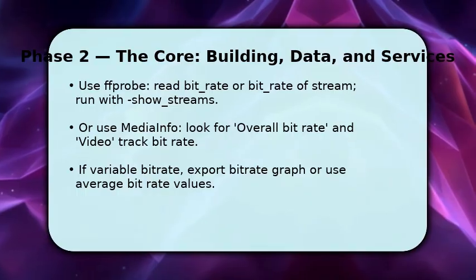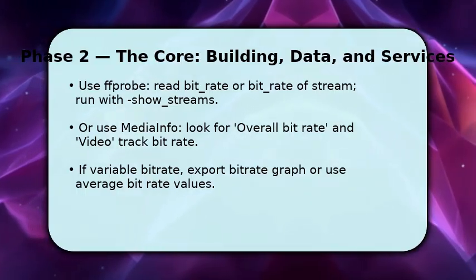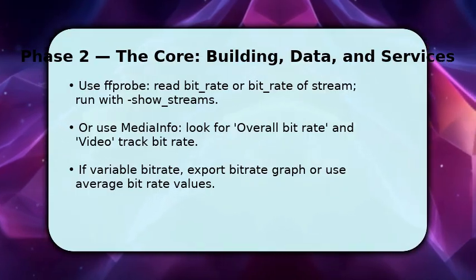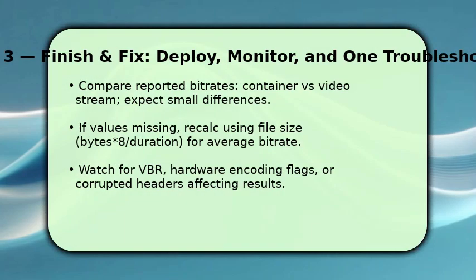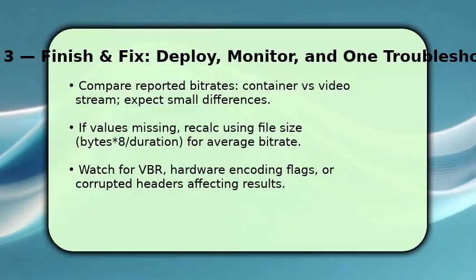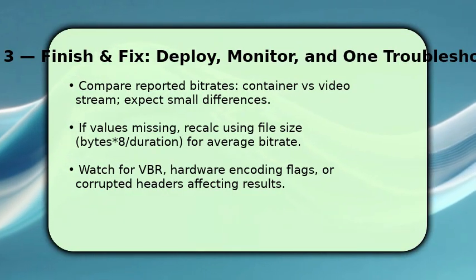If the file uses variable bitrate, export a bitrate graph or compute an average across segments to get a meaningful number. Finish by verifying the numbers. Compare the container overall bitrate with the video stream's bitrate so you understand overhead.